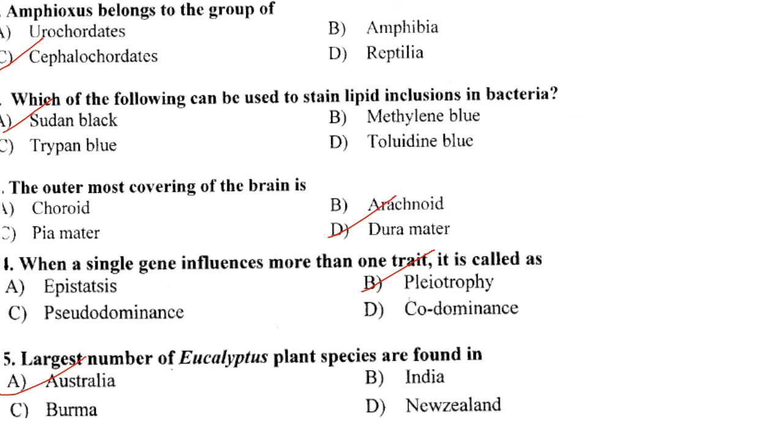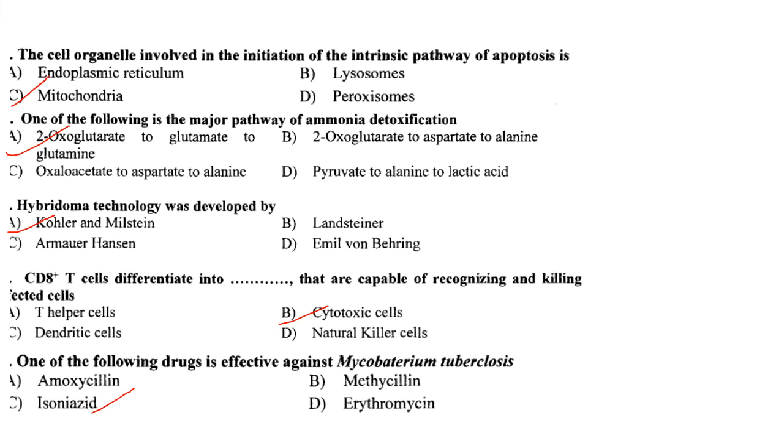Then the largest number of eucalyptus plant species are found in, answer is option A, that is Australia. Then the cell organelle involved in the initiation of the intrinsic pathway of apoptosis is the mitochondria. One of the following is the major pathway of ammonia detoxification. So it is 2-oxoglutarate to glutamate to glutamine. Answer is option A. Hybridoma technology was developed by Kohler and Milstein. Answer is option A.